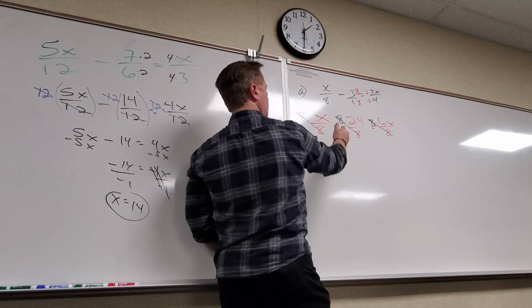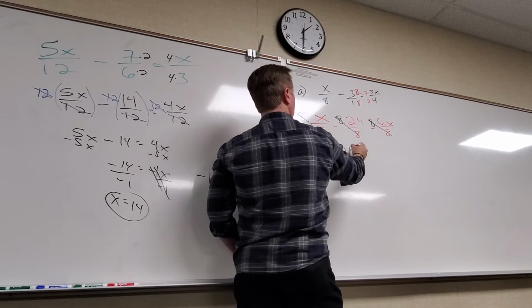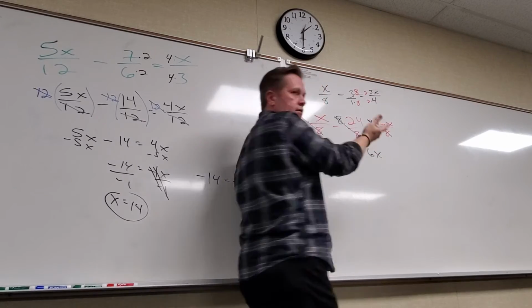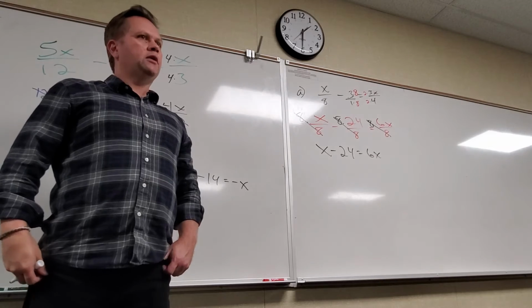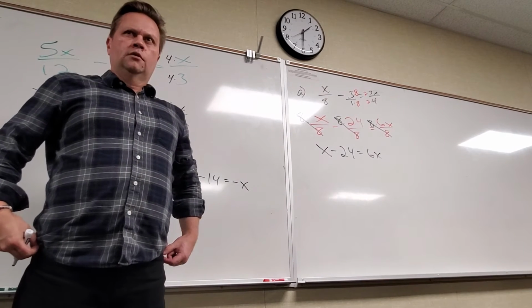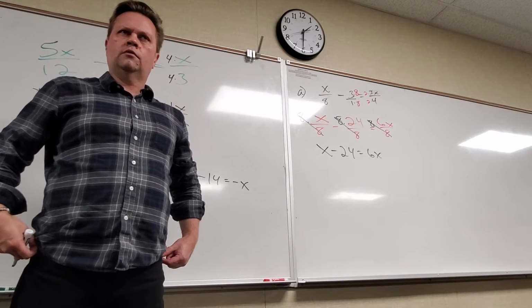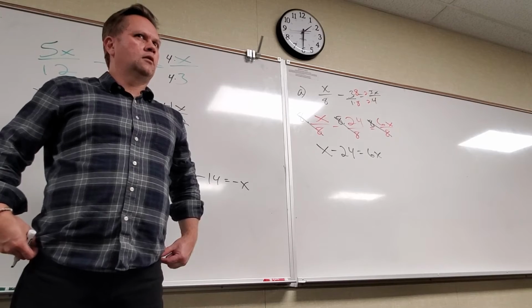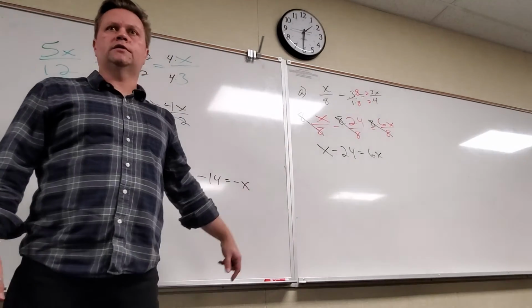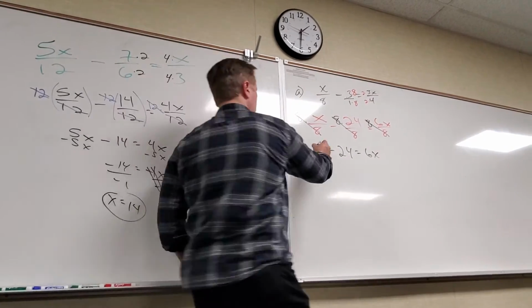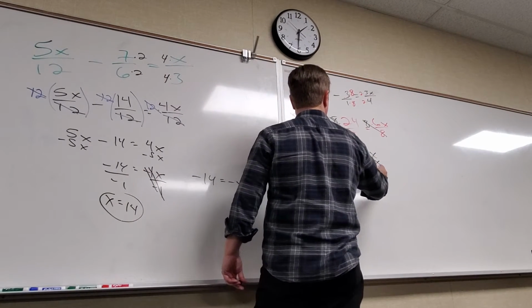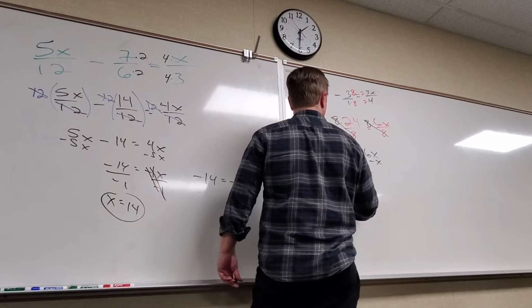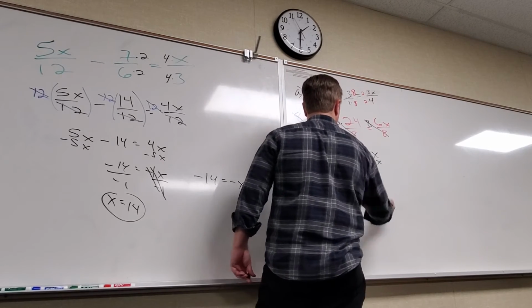So what do you get here? x minus 24 equals 6x. Yeah, and now that's a nice equation. We started off with disgusting fractions, and then we killed them. And then how do you solve that? You just have to subtract x, because it's the one that's in the wrong place. And then divide by 5, and I got it. Bam.